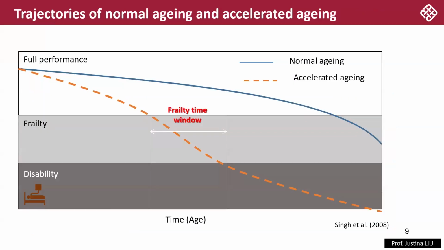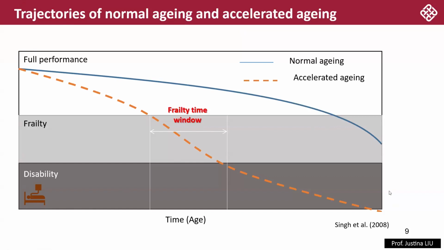But now let's look at the impacts on health because of frailty. This shows the trajectories of people with a normal aging process versus those with an accelerated aging process. Again, in this figure, the x-axis refers to time or age, and the y-axis refers to different levels of functional ability. Let's look at the blue line that represents people with a normal aging process, who experience frailty toward the very late stages of their life.